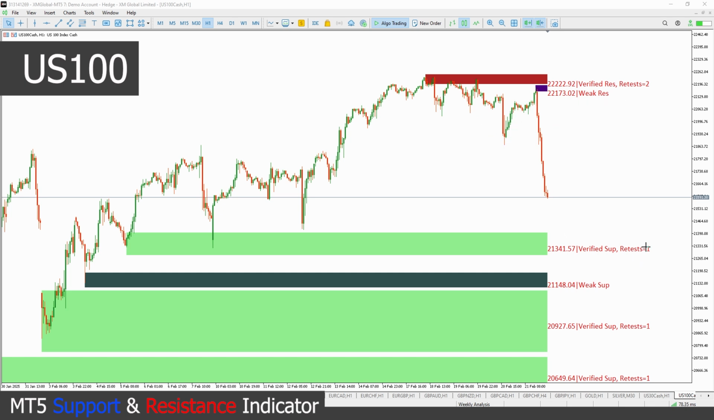So that's a weak resistance. It's coming all the way down. The first level to watch here, 21,341. So if the price comes all the way here and we start seeing it bouncing back, we can buy here and put the stop loss down here and target all the way back up here.